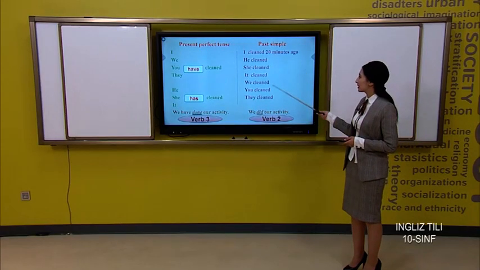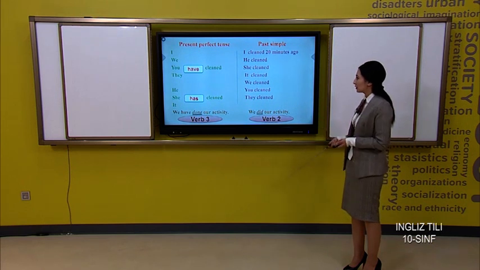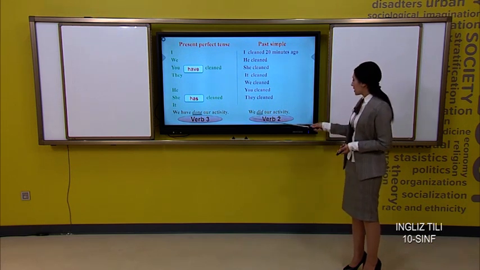But in past simple, we use completed actions. I cleaned it 20 minutes ago. It doesn't mean that you have clean shoes. I cleaned my shoes 20 minutes ago. It doesn't tell that you have clean shoes now. And we use the same structure for all pronouns. He cleaned it, she cleaned it, it cleaned it, we cleaned it, you cleaned, and they cleaned it.